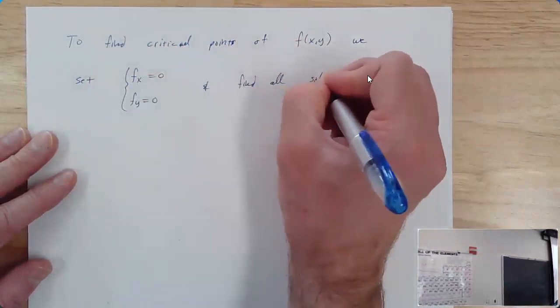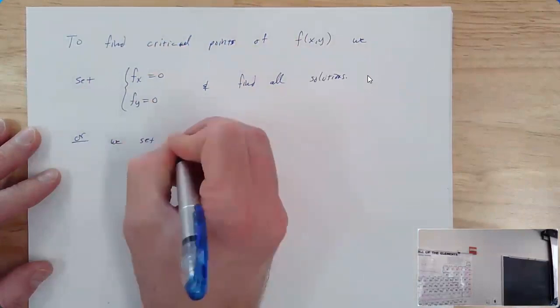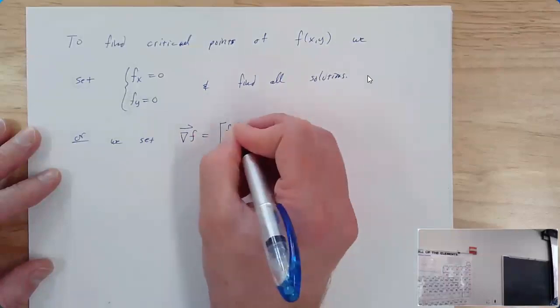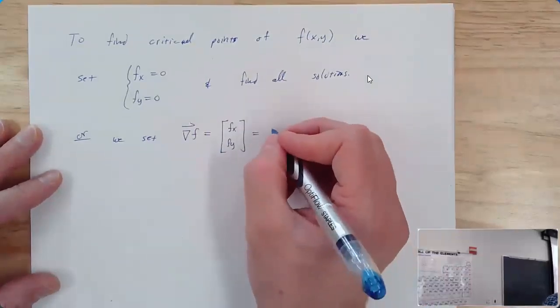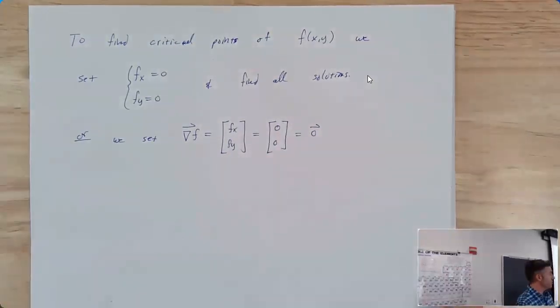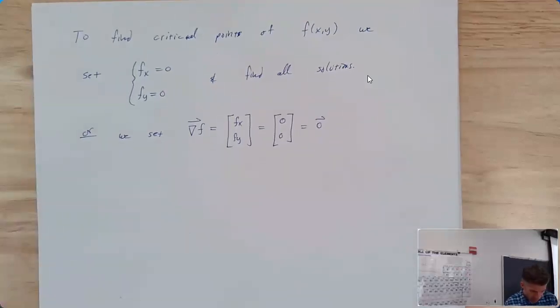Or in other words, we set the gradient equal to the 0 vector. I should be a little more careful with my word choice there. The 0 vector is not the same thing as the number 0. The 0 vector is the vector where all the components are 0. I will also say the 0 vector is the only vector whose length is 0. Every other vector has a length that is more than 0. Okay, so let's look at some examples.